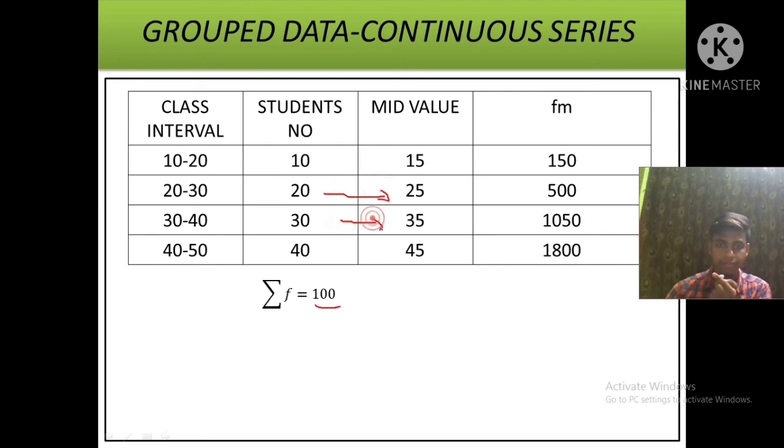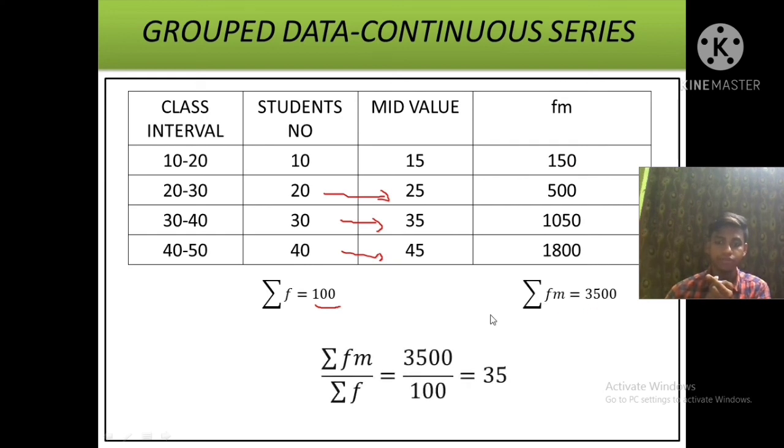We multiply them and we get the products. So 10 into 15 equals 150, 20 into 25 equals 500, and so on, and at the end we get summation of fm equal to 3500. We put this value in our formula: summation of fm divided by summation of f equals 3500 divided by 100, and we get this answer. So this is our arithmetic mean for this continuous series.